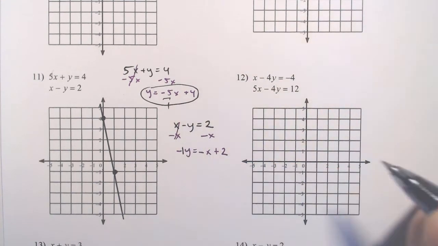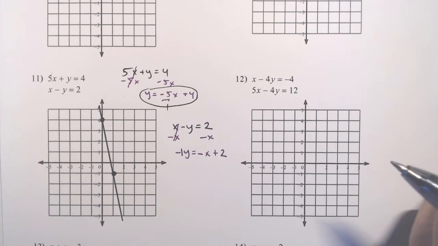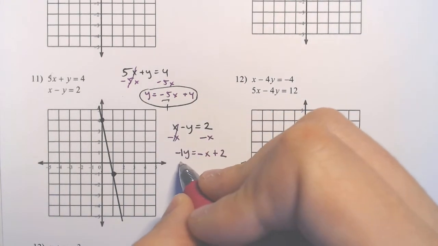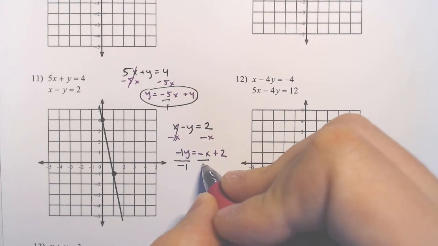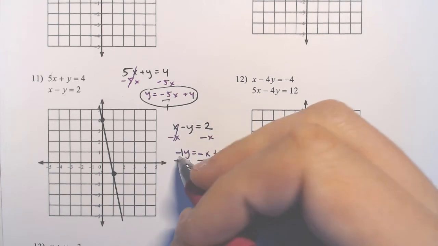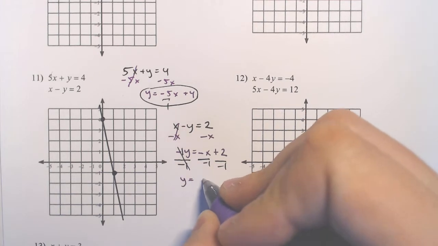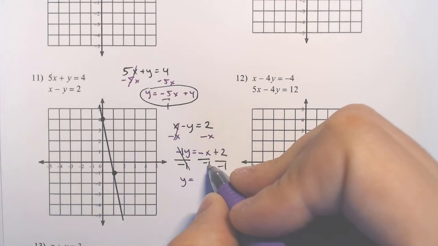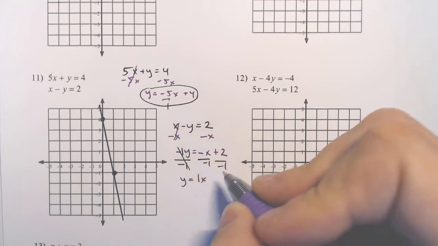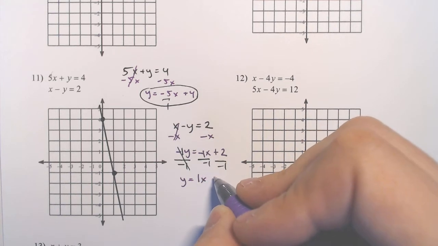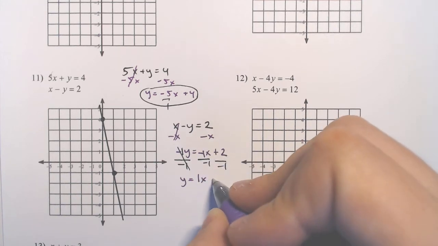Now we have a negative 1 here in front of the y. So in order to get rid of the negative 1, you have to divide by negative 1 across the board. Everything gets divided by negative 1. y equals negative 1 divided by negative 1, which is 1x. Negative 1 divided by negative 1 is 1. 2 divided by negative 1 is negative 2.